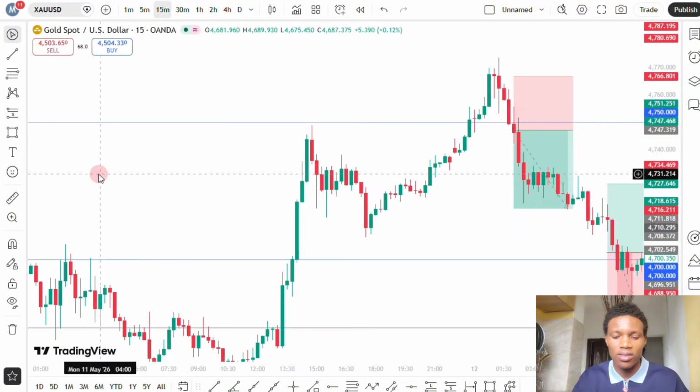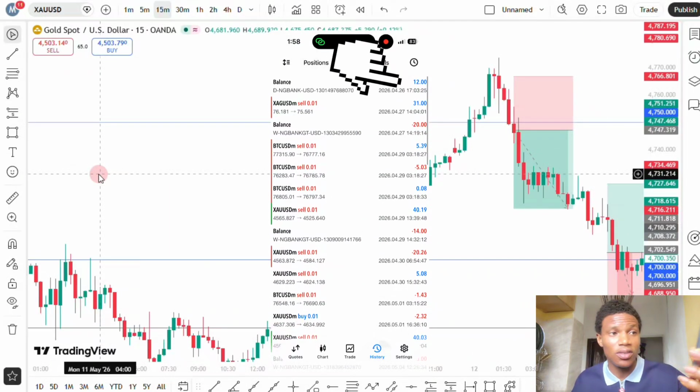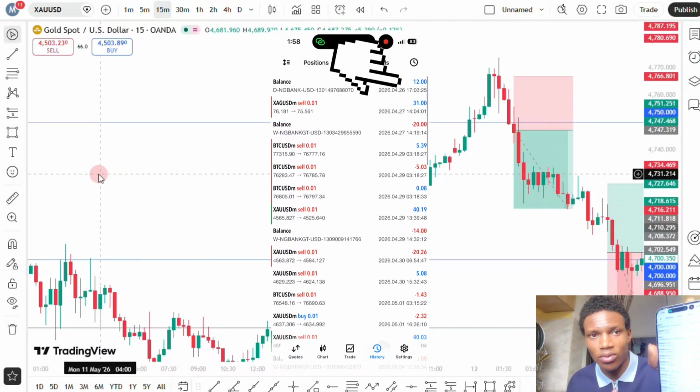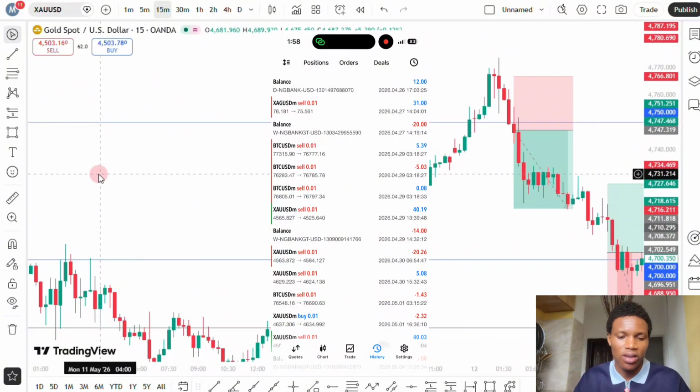So this is my MT5. Let me take you through my MT5. You can see the first deposit, the $12 deposit. I'll be attaching it here. So the $12 deposit is around here.